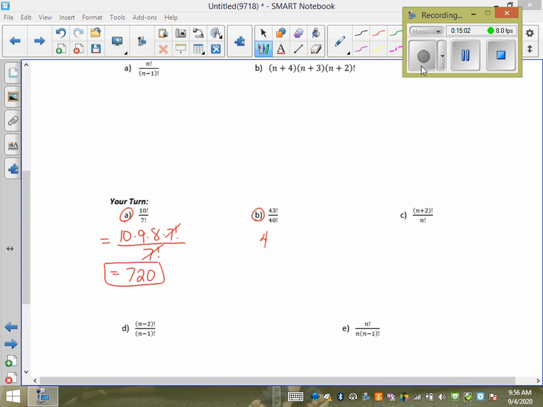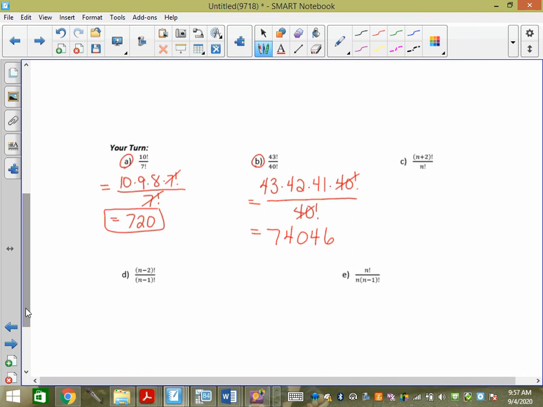So we go 43 times 42 times 41 times 40 factorial over 40 factorial. What's 43 times 42 times 41? 74,046 is what 43 times 42 times 41 is.